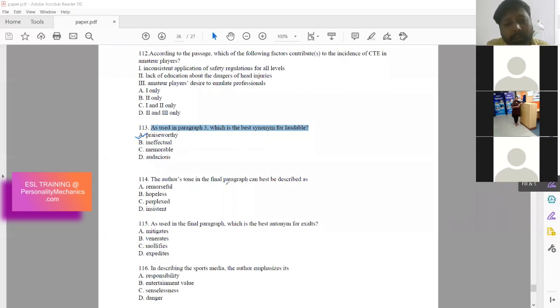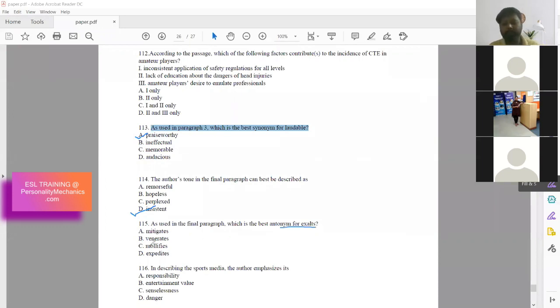Next is, the author's tone in the final paragraph can be described as: he is not remorseful, he's not sorry, he's hopeless. No, he's not. Perplexed is worried. Insistent, yes, I would say insistent. Insistent is what his tone is like. Yeah. Next is, as used in the final paragraph, what is the best antonym for exalts?